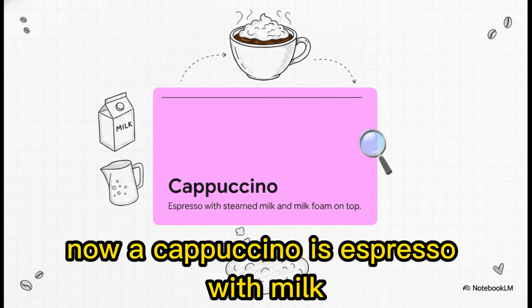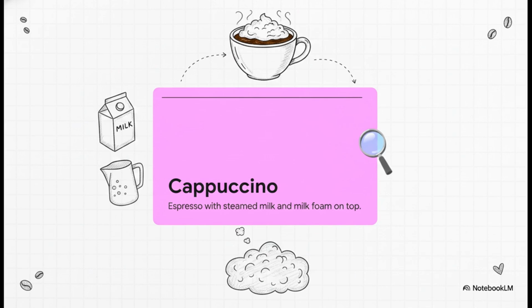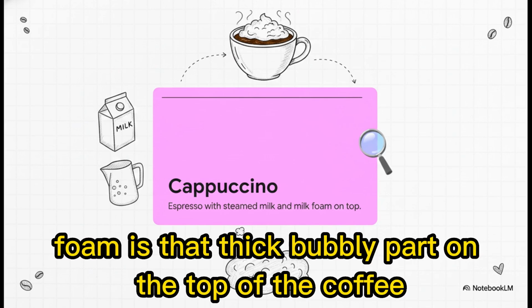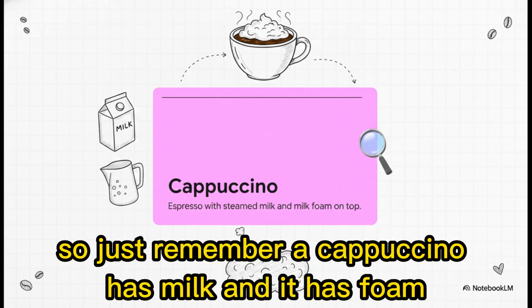Cappuccino. Now, a cappuccino is espresso with milk, but it also has milk foam right on top. What is foam? Foam is that thick, bubbly part on the top of the coffee. So just remember, a cappuccino has milk and it has foam.